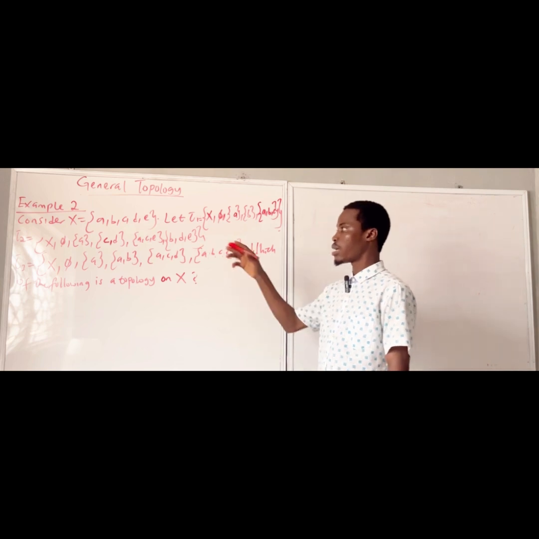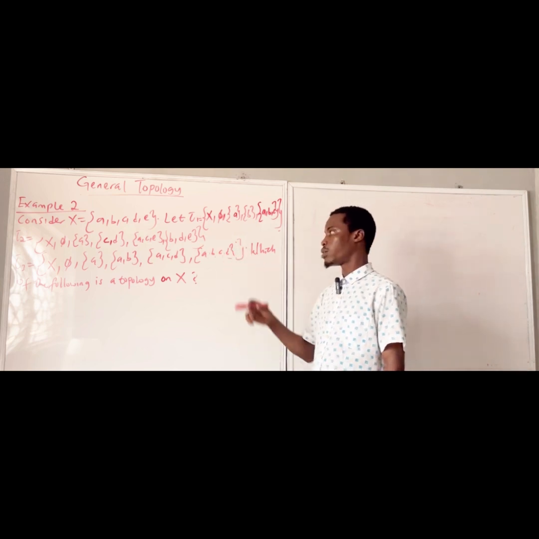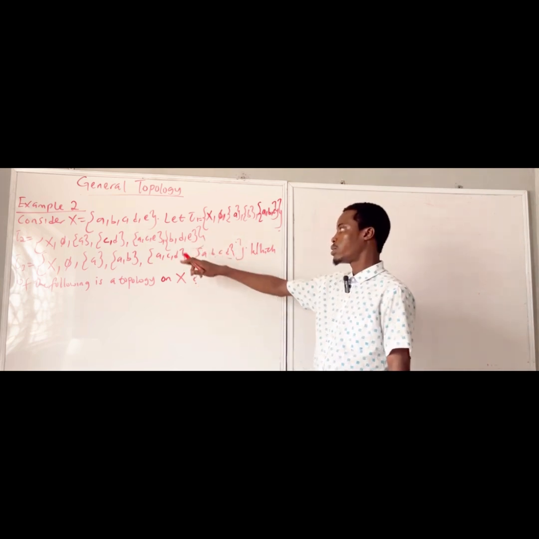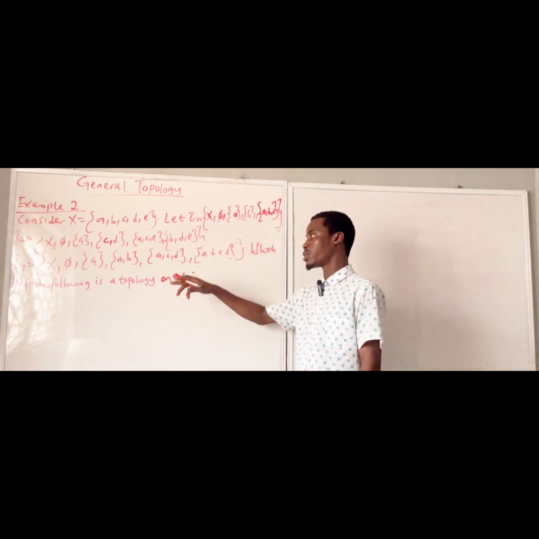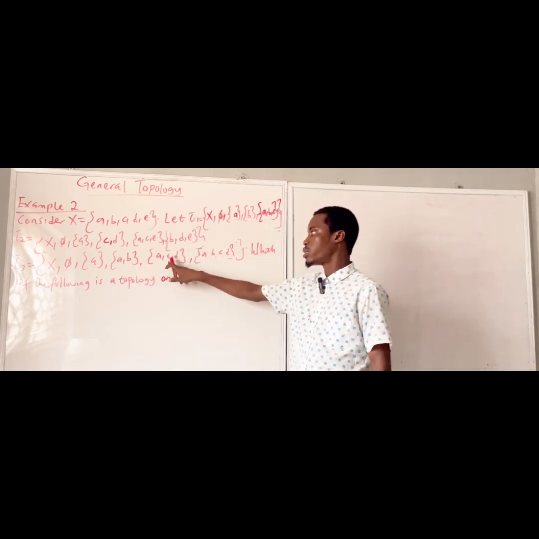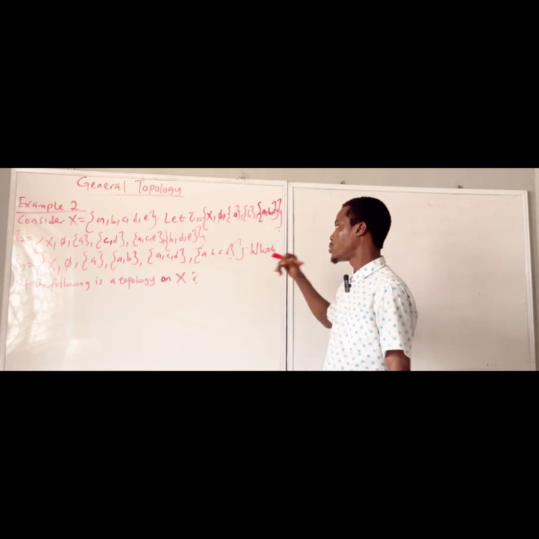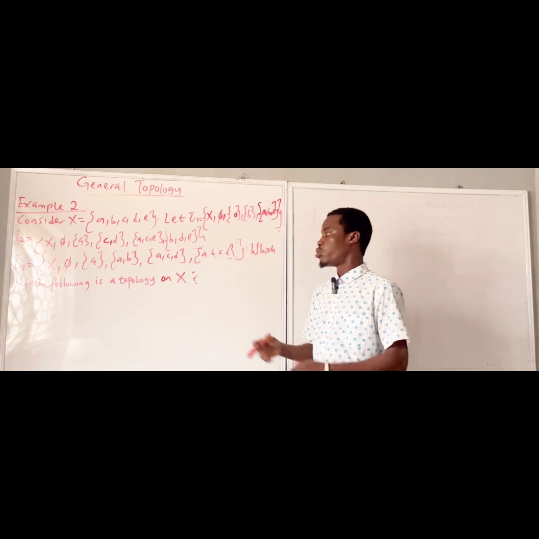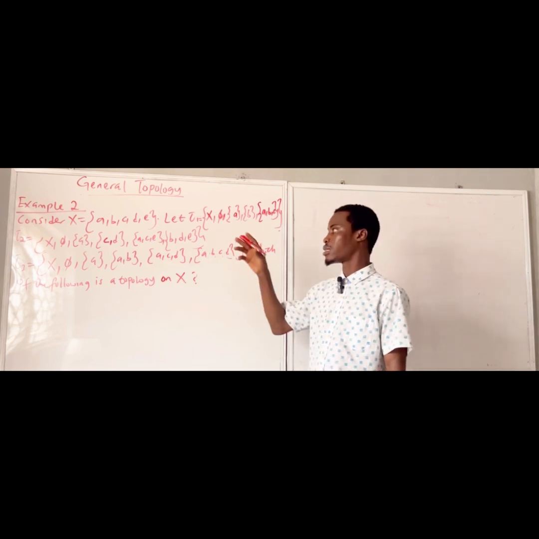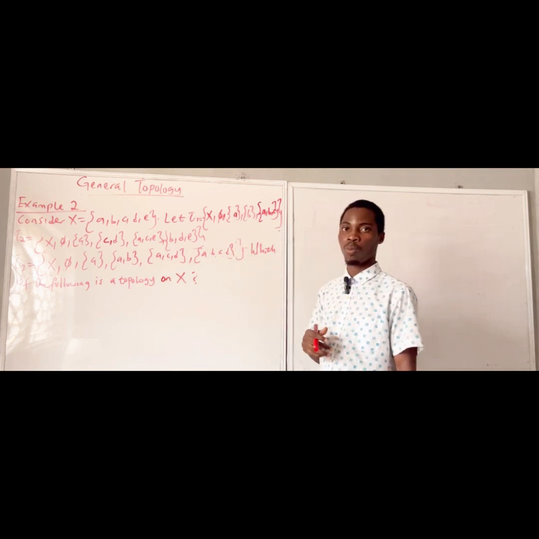Then Tor 2 is what? X, the empty set, {A}, then {C, D}, {A, C, E}, and {B, D, E}. Then Tor 3 is X, the empty set, {A}, {A, B}, {A, C, D}, {A, B, C, D}, {A, B, C, D}. Which of the following is a topology on X? We want to test whether Tor 1 or Tor 2 or Tor 3 is a topology.